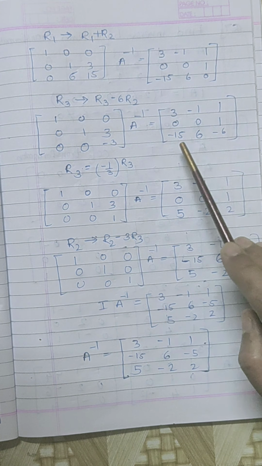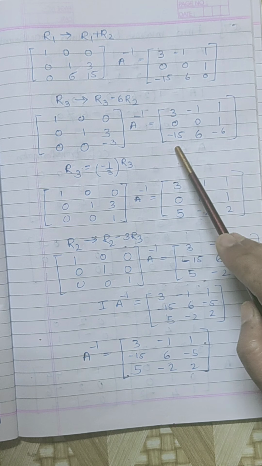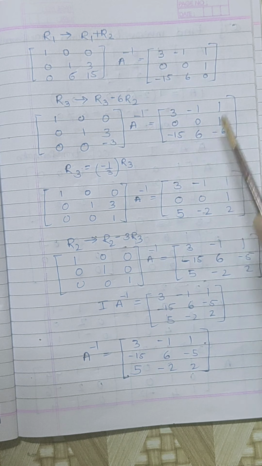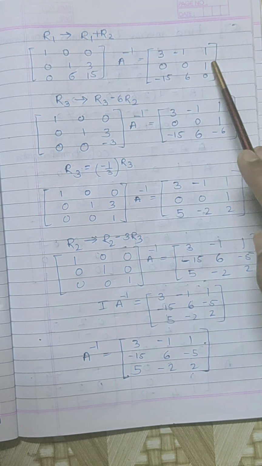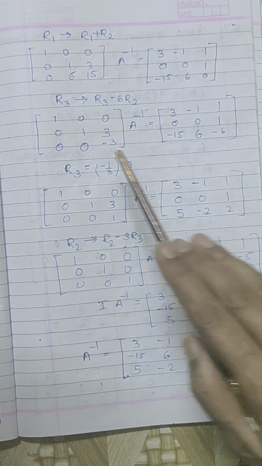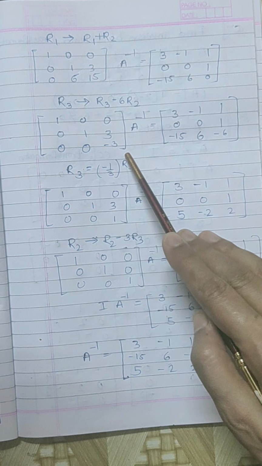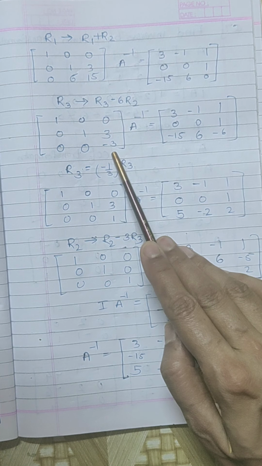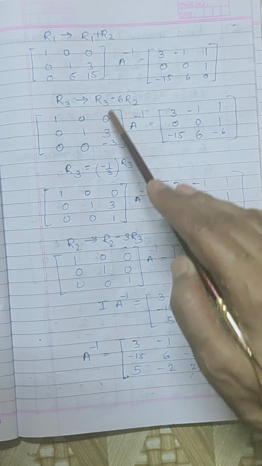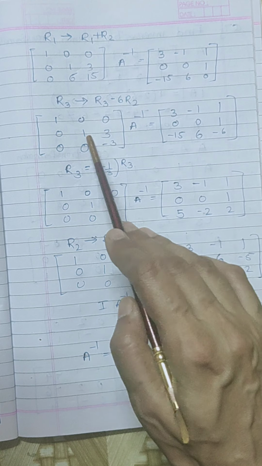Same here also R3 minus 6 R2. Here 0 is there, so here minus 15. Here 6 minus, here 0 is there, so here 6, and here 0 is there, so minus 6 into 1 is minus 6. After this, we have to convert this into 1 in the next step. See, diagonal 1 should be there, so here we have to convert into 1. If you do transformation with another row, there will be change, and the zeros and 1 will be changed.